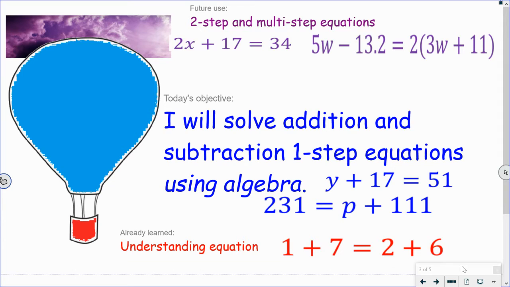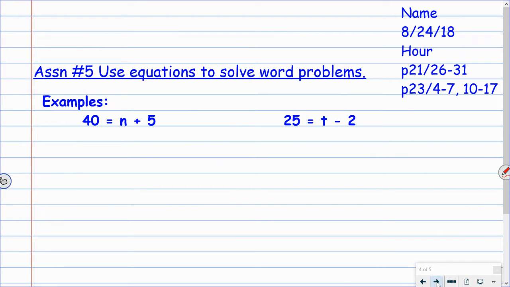Where are we heading? What happens when we combine our red and blue ideas from previous years and this year? Well, we're going into two-step equations, like 2x plus 17 equals 34. And we're going into multi-step equations where there might be variables on both sides. There might be fractions or decimals. There might be some parentheses that need to be simplified. So we got a lot to focus on. Please, please, please focus on your algebra steps. And so here we go.